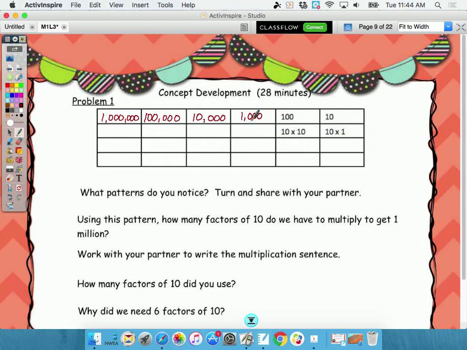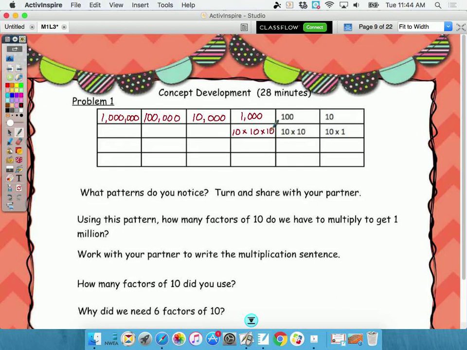So, he said, well, 10 times 100, and that's true. That's 1,000. How can I break 100 apart into tens, boys and girls? 10 times 10 times 10. You're right. 10 times 10 times 10. Write that down.